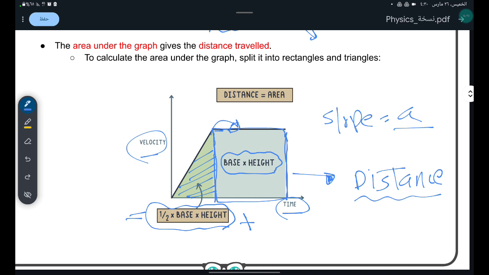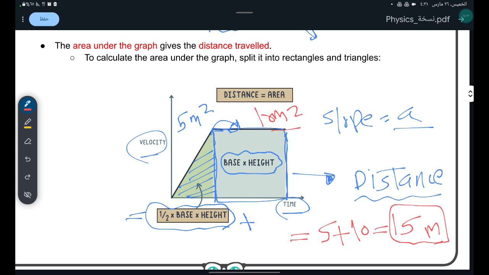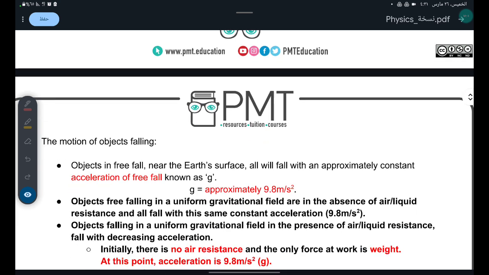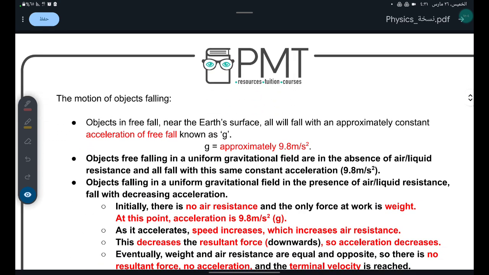For example, if the area of the triangle equals 5 meters squared and the area of the square equals 10 meters squared, the distance here is going to be 5 plus 10, which gives us 15 meters. The distance traveled here is 15 meters. Okay, let's move on to the next part.